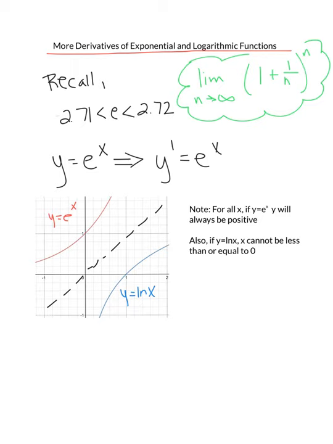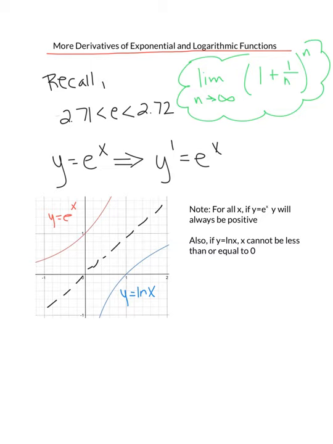Over the next couple of minutes, we're going to be going through some identities for our exponential and logarithmic functions. So I've just used the exact same diagram that I used on the previous video. So we have our function y is equal to e to the x in red, and our blue function is y is equal to ln x. Now, you should remember that they are inverse of each other, so that reflection in the line y is equal to x. So I just have a little note on the right-hand side here that says for all x, if y is equal to e to the x, y will always be positive.